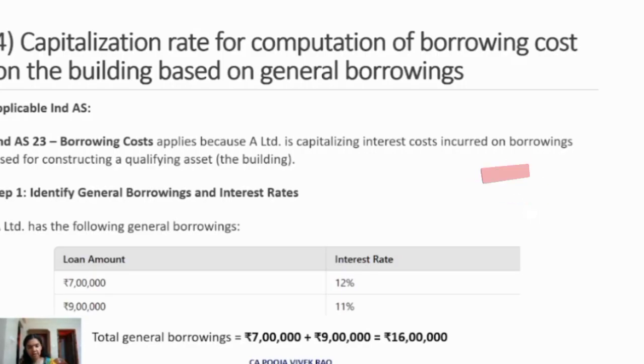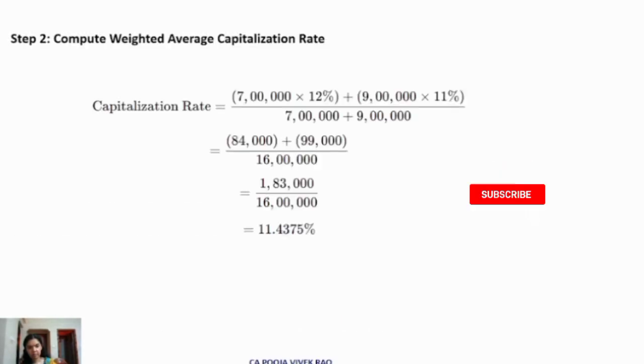Let's have a look at this. So applying the formula that I just now discussed, the weighted average capitalization rate is 11.4375%. Hence the final answer is option C, 11.4375%.